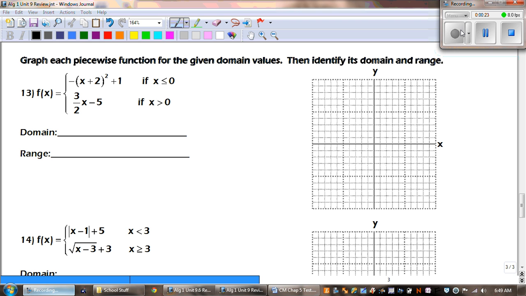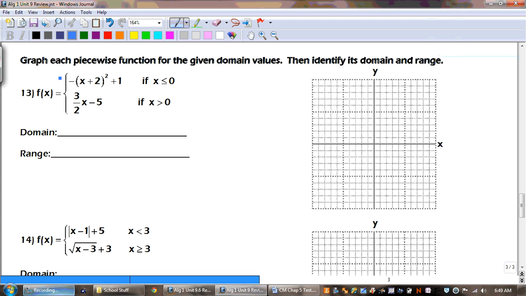Alright, graph each piecewise function for the given domain values, then identify its domain and range. Let's look at the first one. I'm going to graph it in blue. First thing I notice is that there's a reflection and it's a quadratic. So if it's a reflection and a quadratic, that means that it's going down. And then my vertex is going to be -2, 1. Remember that we take the opposite of the number in parentheses and the number outside stays the same.